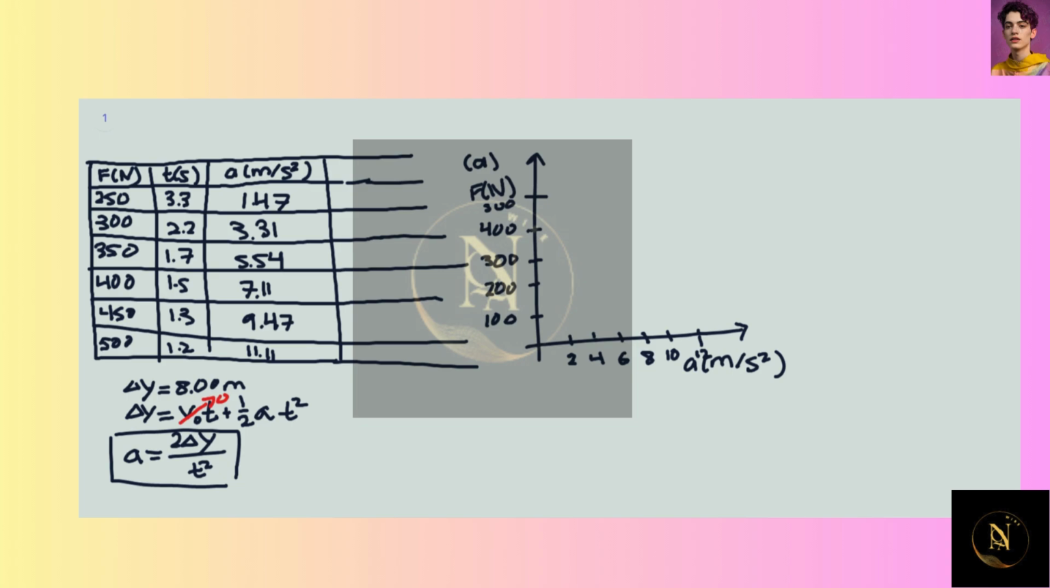So now we can go ahead and plot our points. Starting with the first one, 1.47 corresponding to 250 will be around here. 3.31 to 300 is about there. 5.54 to 350 is like there. 7.11 to 400 is like here. 9.47 to 450 is like there. And then 11.11 to 500 is up here.